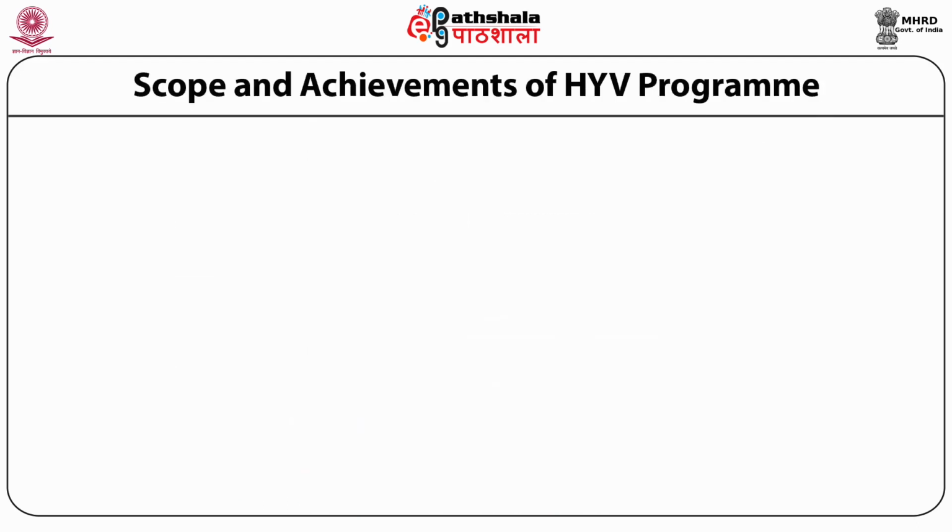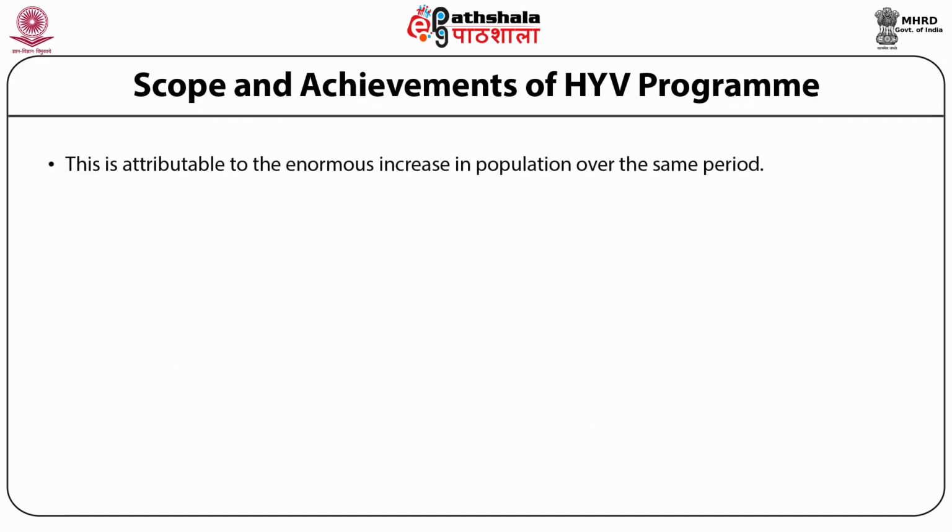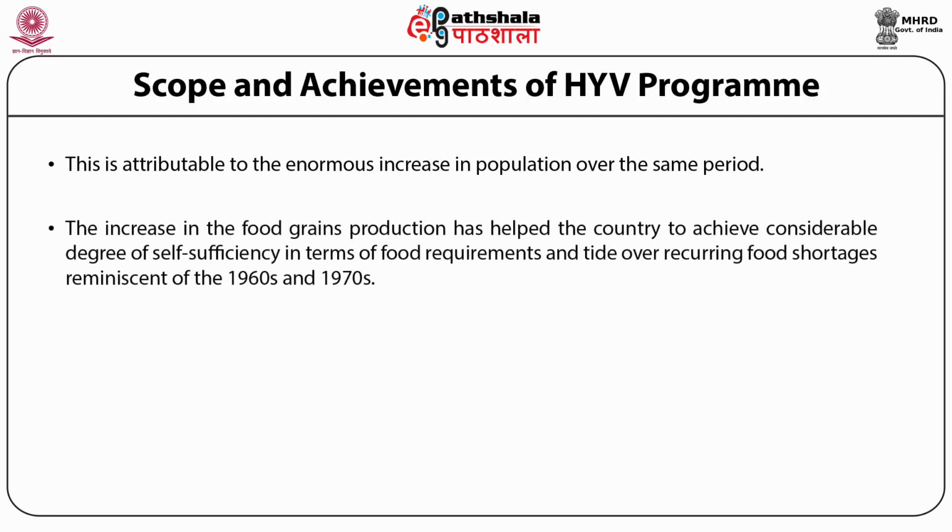This increase in production and productivity is attributable to the enormous increase in the population over the same period. The increase in food production has helped the country to achieve a considerable degree of self-sufficiency in terms of food requirements and to tide over the recurring food shortages which were there in the 60s and 70s.